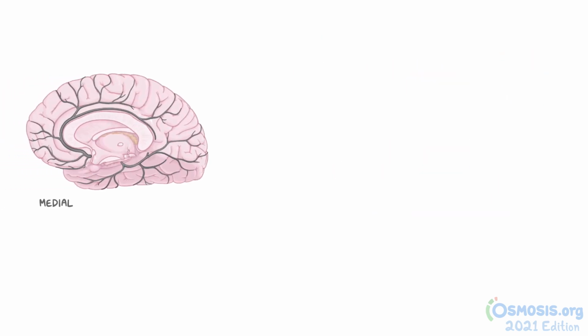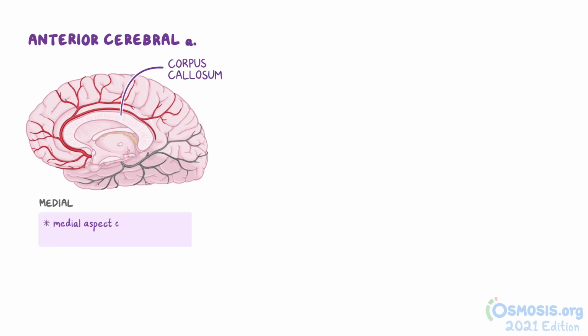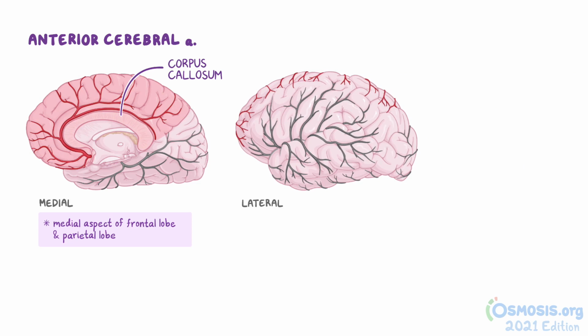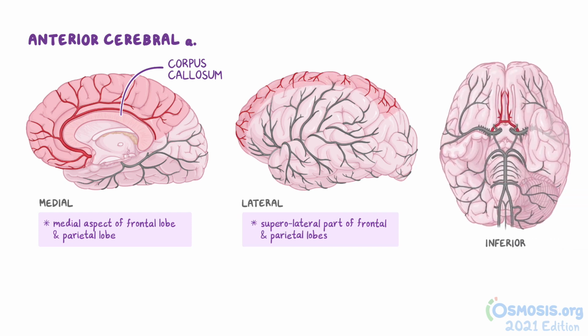And now let's use an image of the medial side of one cerebral hemisphere to look at the two terminal branches of the ICA, the anterior cerebral artery and the middle cerebral artery. From its origin, the anterior cerebral artery runs anteriorly, and then turns superiorly, and travels posteriorly, arching over the corpus callosum. Throughout this course, it supplies the medial aspect of the frontal lobe and the parietal lobe by giving off numerous small cortical branches. These cortical branches will also arch over the lateral aspect of the hemisphere and supply the superolateral part of the frontal and parietal lobes. The two anterior cerebral arteries on each side are connected through the anterior communicating artery, forming the anterior part of the circle of Willis.